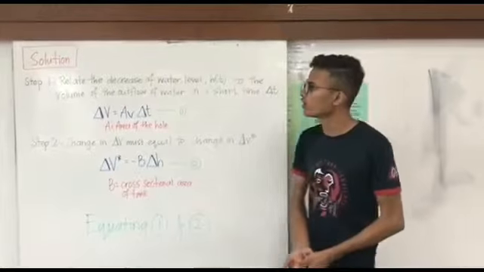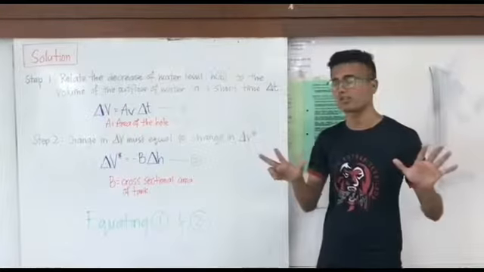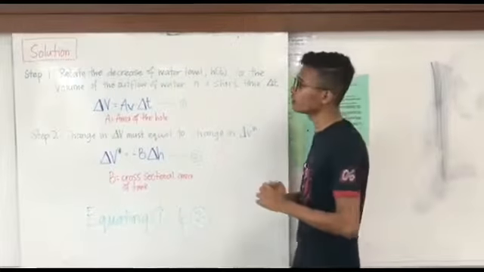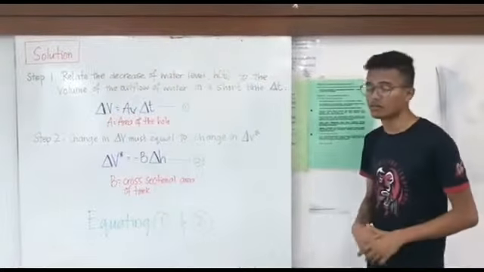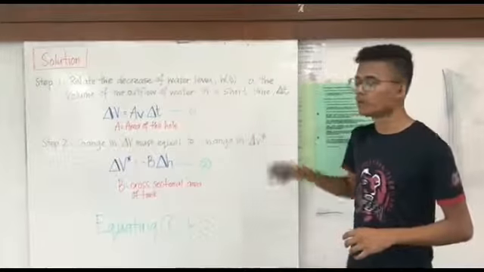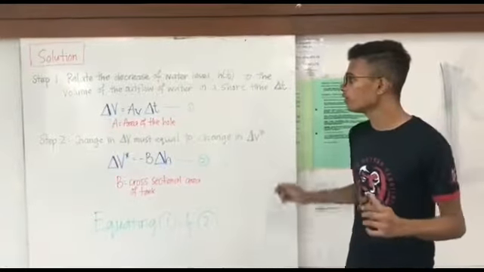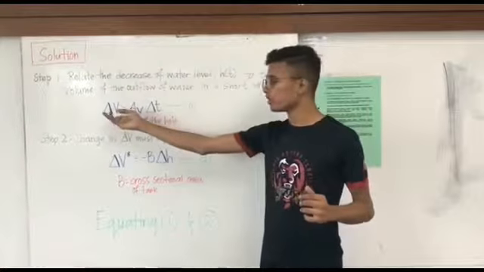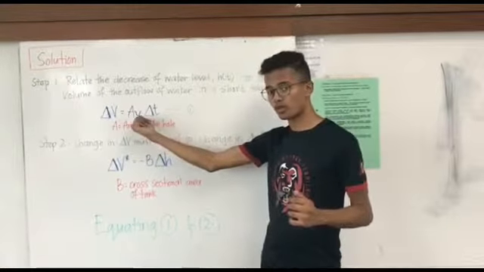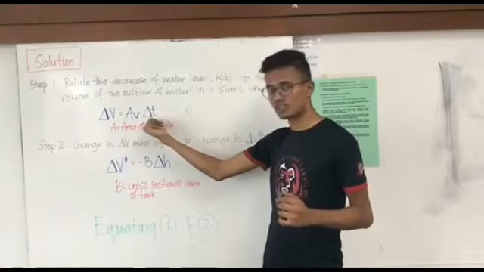We have divided the solution into 8 steps. I'm going to be explaining the first 4 steps. Step 1 is to relate the decrease of water level to the volume of outflow of the water in a short time. Basically, we're talking about the hole now. The rate of change of volume is equal to the area of the hole times the speed of water, relative to the change in time.